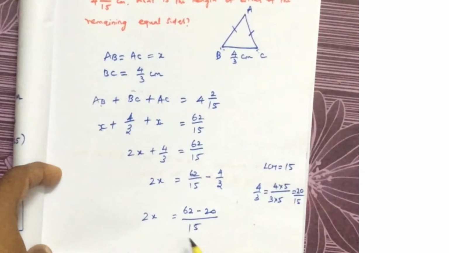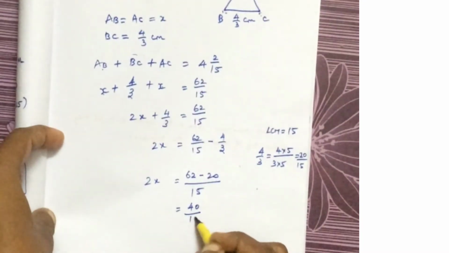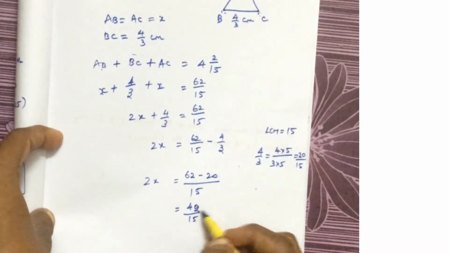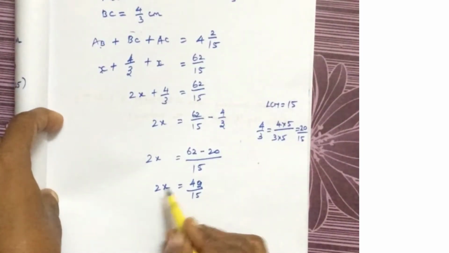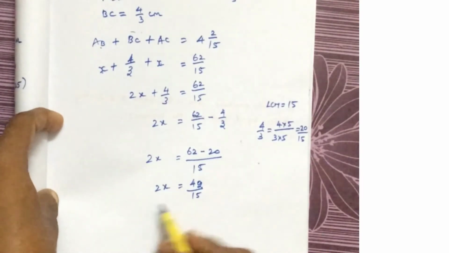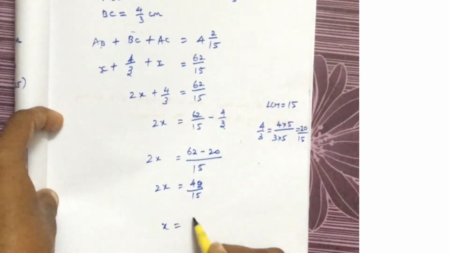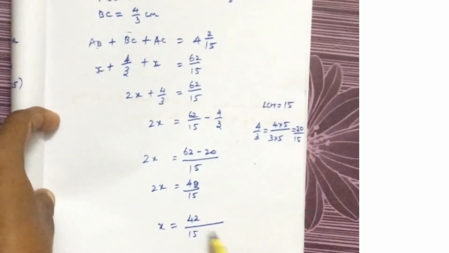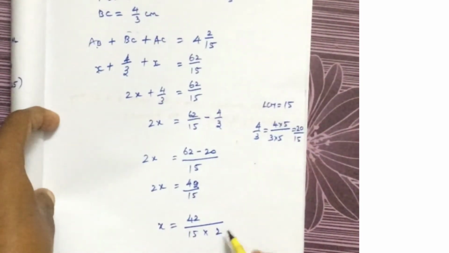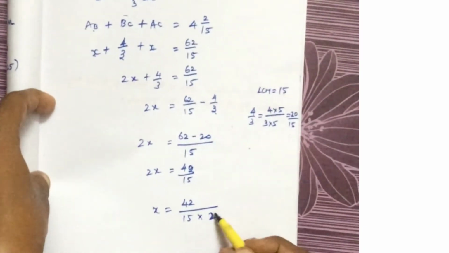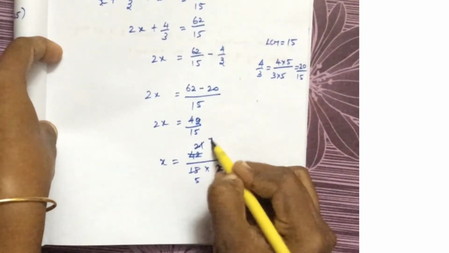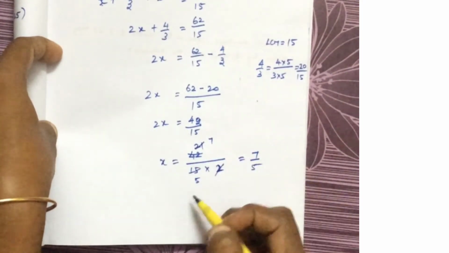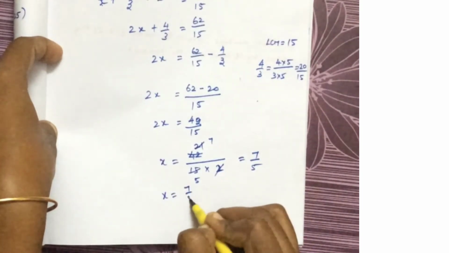That is equal to 42 divided by 15. So 2x equal to 42 by 15. Now I want to find the value of x here. Dividing by 2 on both sides gives x equal to 42 divided by 15 multiplied by 2. Now I can cancel this 2 and this 2. This is 21. Again 3 5s are 15, 3 7s are 21. That is equal to 7 by 5. X equal to 7 by 5 centimeter.